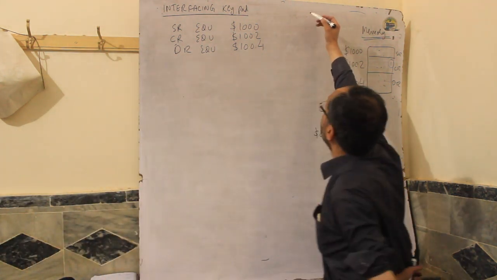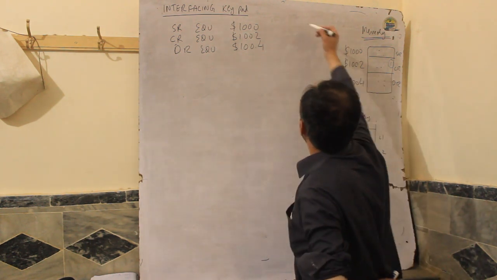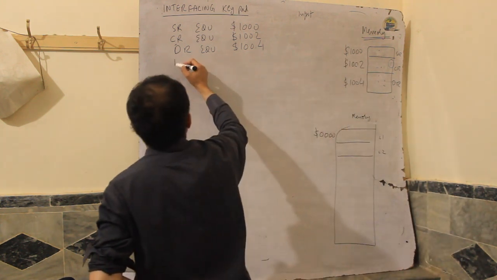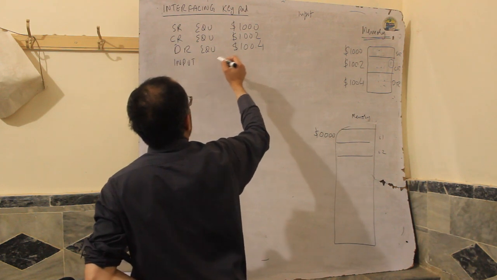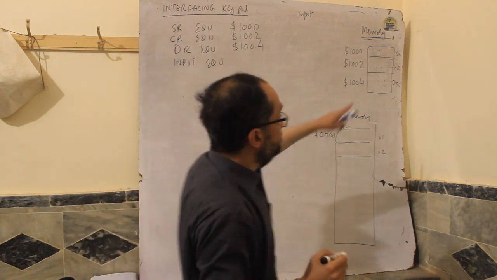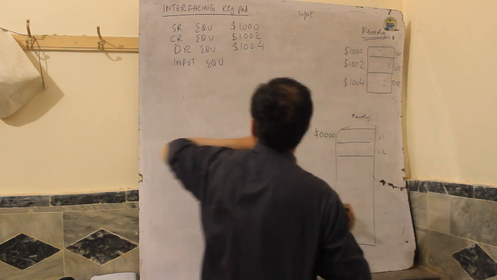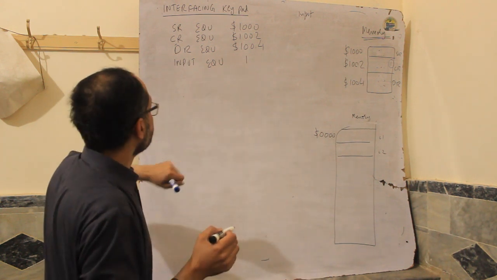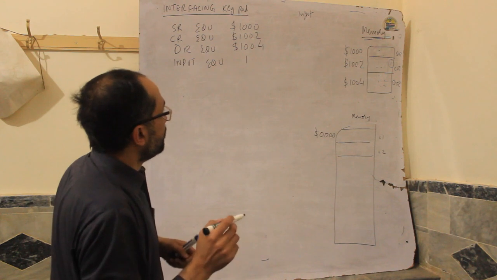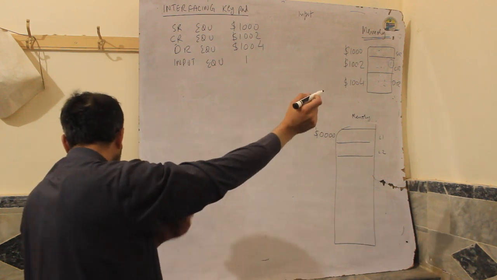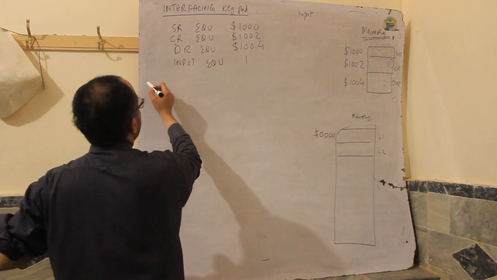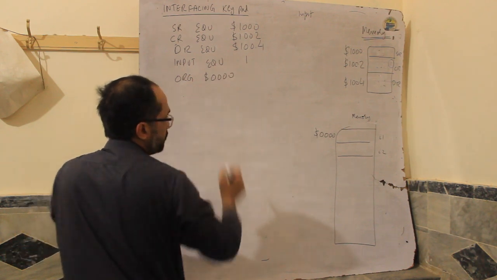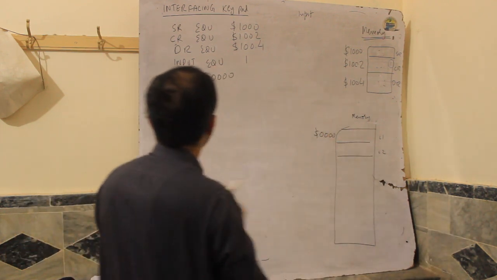If we want to configure the device as an input device, the control register should be initialized with a value of 1. So input equals 1, so input is initialized to a value of 1. Now we can start with our program: org $0000, which is the starting address of our program.